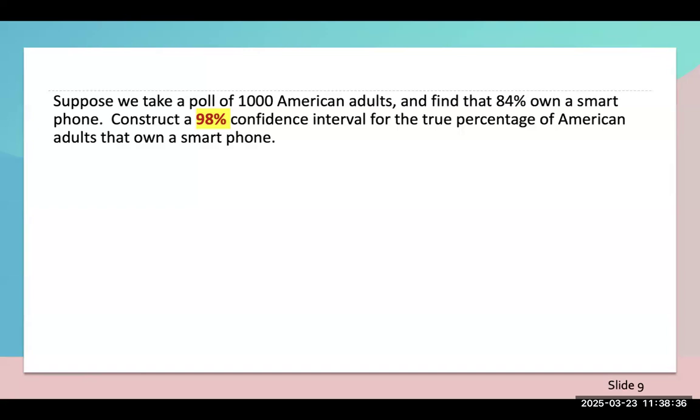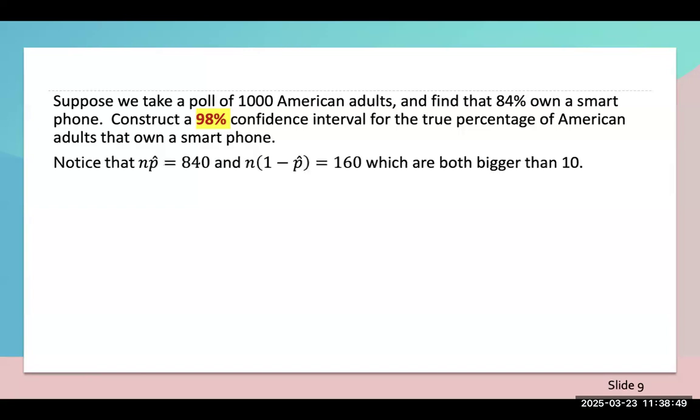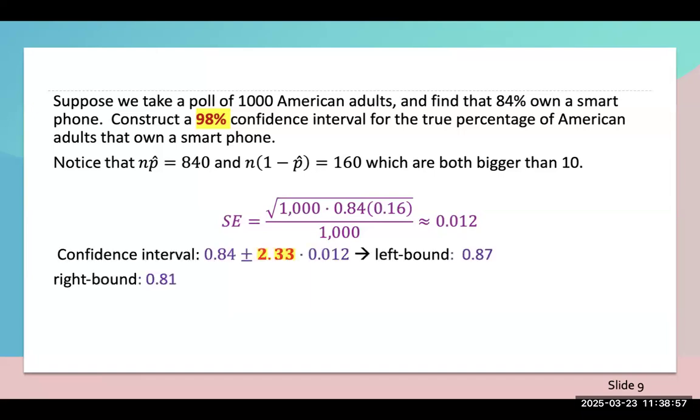Let's see. The only thing that has changed in this problem is the confidence level. So the number of adults is the same, and the p-hat is still the same, 84%. So n times p and n times 1 minus p-hat are still going to be the same, and the standard error is still going to be the same. The only thing that's going to change is the number that we multiply the standard error with. The margin of error is going to change, and that's going to get a little bit bigger.